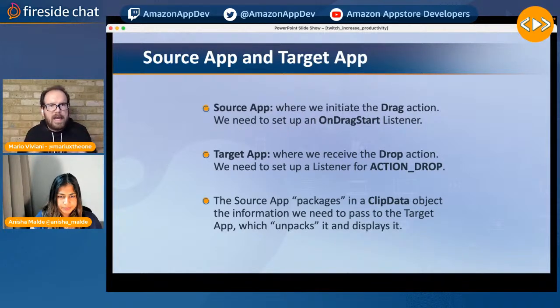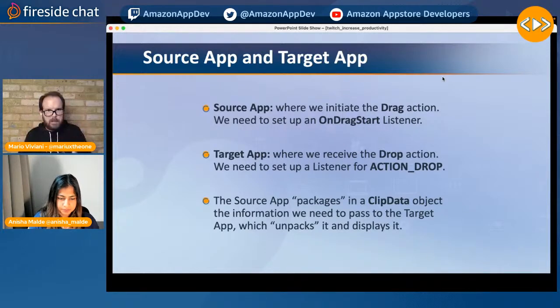So what actually happens is that the source application packages the information that it wants to transfer through the drag action in an object that is called a clip data object. And this information is then passed to the target application, which then unpacks the clip data and displays it accordingly, or takes an action, or does whatever you want. But usually it's about displaying some content.